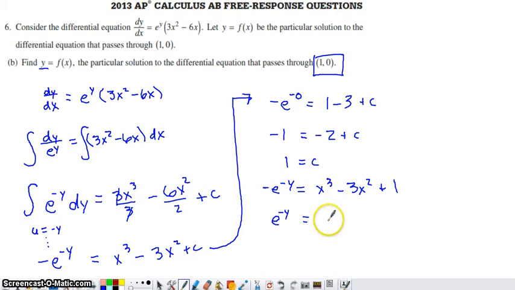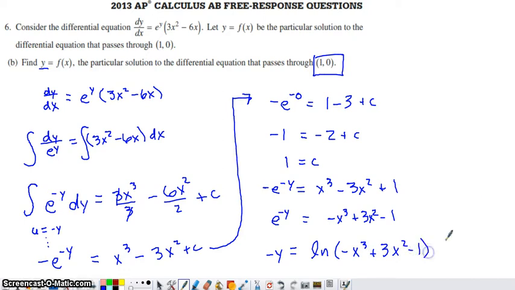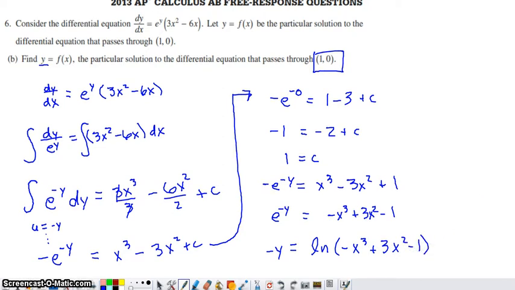So when I divide both sides by negative 1, I'm looking at negative x cubed plus 3x squared minus 1, right? Dividing both sides by negative 1 is basically just going to change the sign of everything over here. And now I'm going to get rid of the exponential that's here. So I'm going to take the natural log of each side. And when I do the natural log on the left, the natural logarithm and the natural exponential are going to cancel out with each other, just leaving us with the exponent. And then we're going to have the natural log of this entire side.